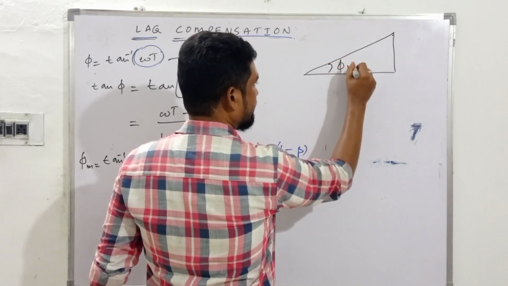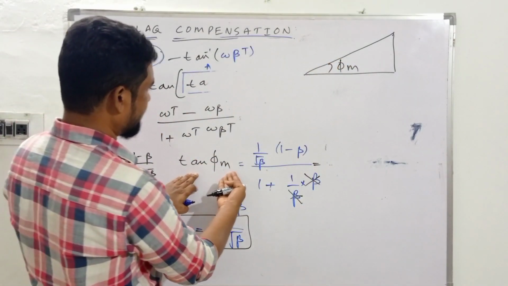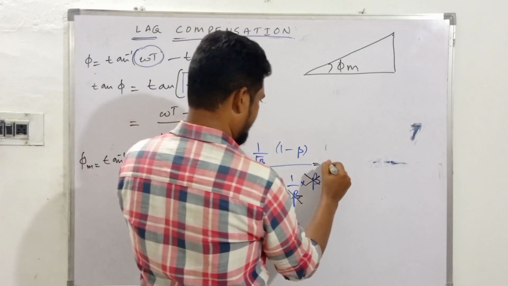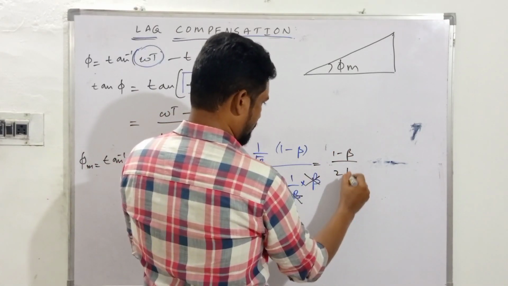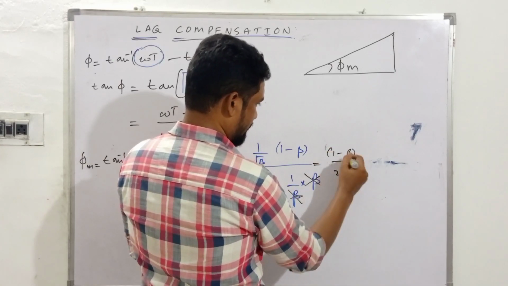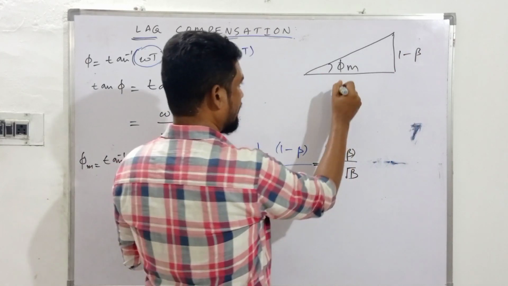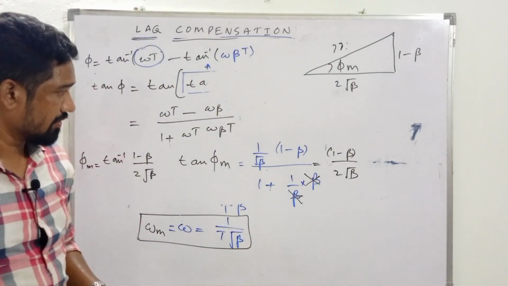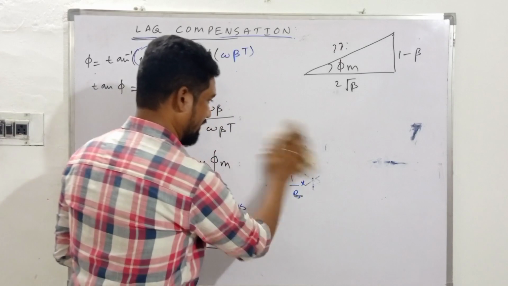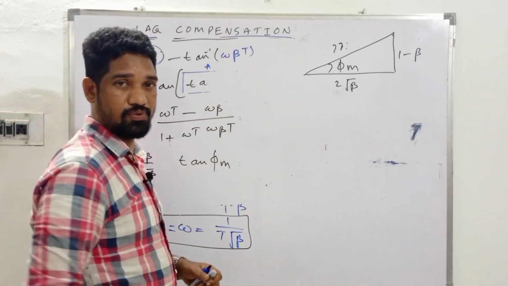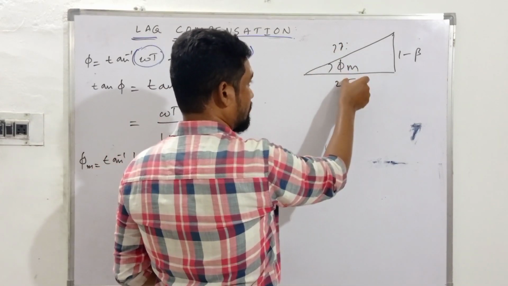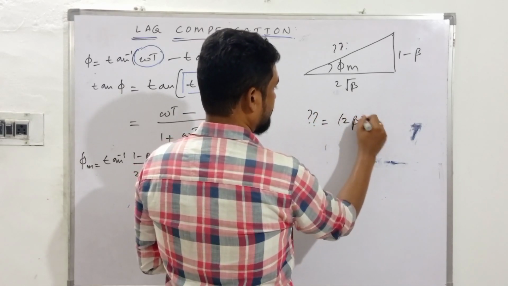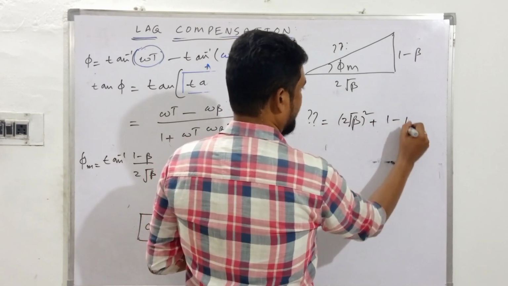Let that phi m be here. So what will be tan phi m? Opposite by adjacent, isn't it? Here it's 1 minus beta by 2 root beta, so opposite by adjacent, 1 minus beta and 2 root beta. What comes over here? Pythagoras theorem, which you have in the very basics of 10th standard, from the previous grades. This square equal to this square plus this square, isn't it? So that is equal to 2 root beta whole square plus 1 minus beta whole square.